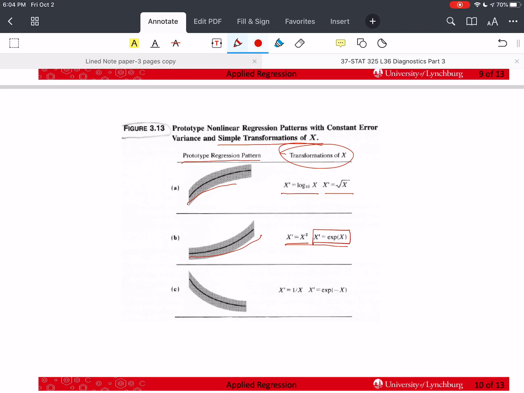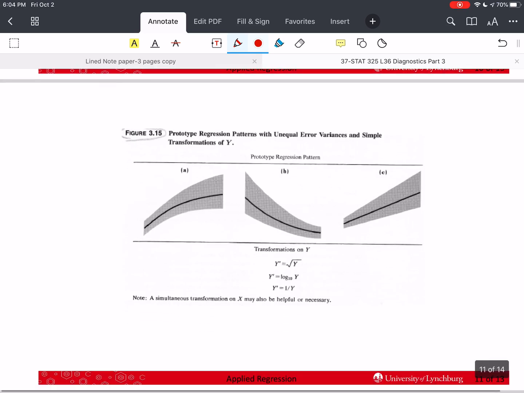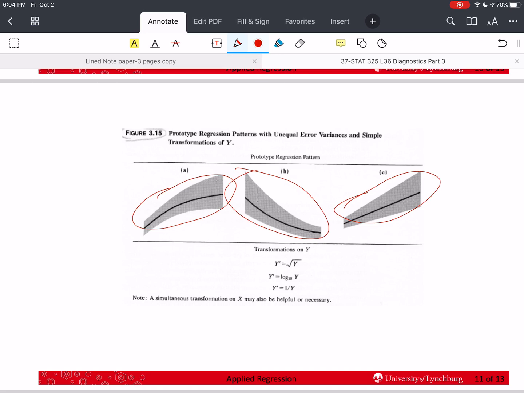A pattern like this, if we're transforming X, we could take the reciprocal of X or the negative exponent. So e to the negative X might flatten this out or straighten this out. Okay? What if we have something here where we see a change in variance that's increasing, decreasing, and nonlinear? We have nonlinear, we have again nonlinear decreasing, and we have linear increasing. So in this case, we should take transformations on Y: square root, log base 10, or 1 over Y. Okay, and it says a simultaneous transformation of X may also be helpful or necessary.